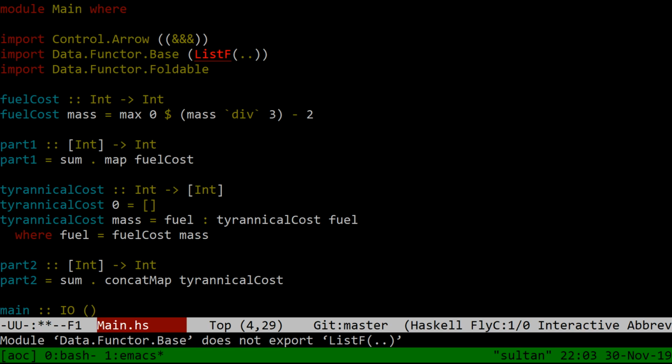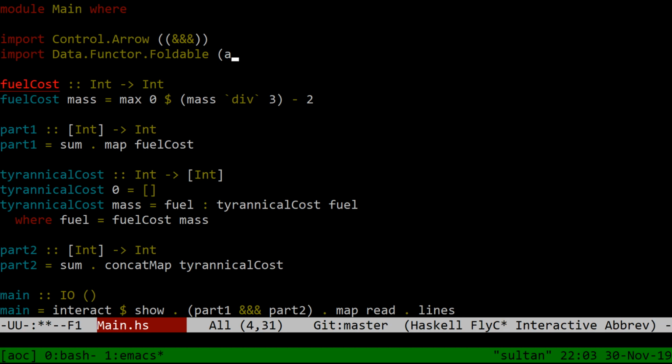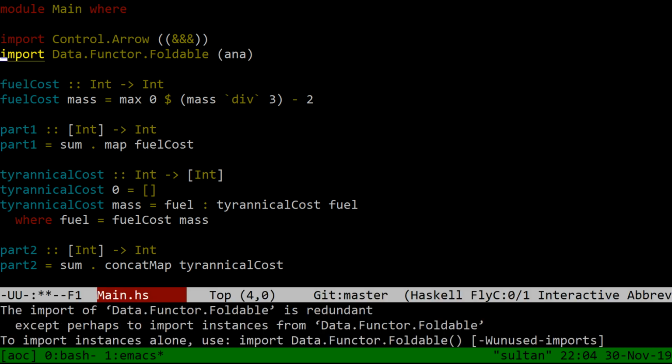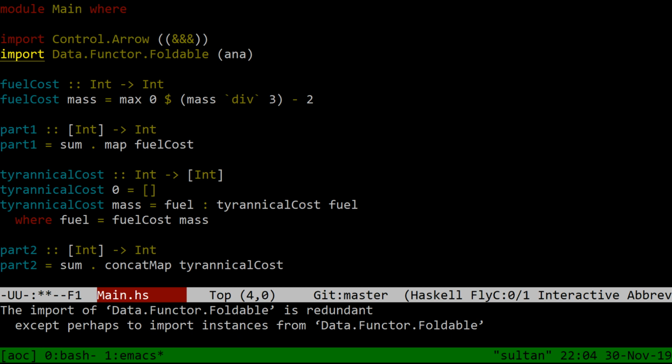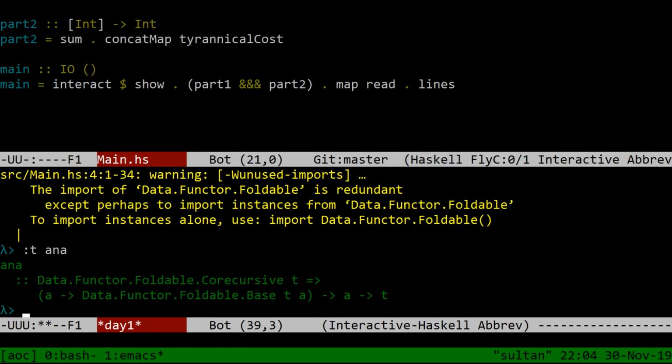Data.Functor.Base does not export ListF. Well, that's exciting. How am I supposed to... Okay. Well, you know what? I'll just ask. Wait, what? Does it not export ana either? Oh, it's just telling me it's redundant because I'm not using ana yet. Okay, that's fine. I don't care. I'm about to use ana. I just need to know what type it has. Yeah, of course, that's not very helpful.